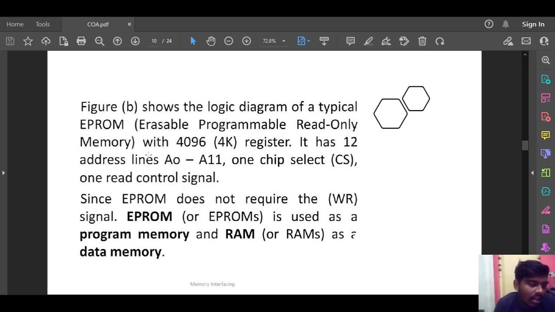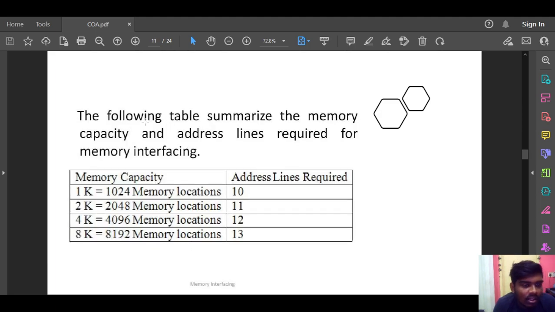It has 12 address lines, starting from A0 to A11, one chip select, and one read control signal. Since EPROM does not require the write signal, EPROM or ROMs are used as program memory and RAM as data memory. The following table summarizes the memory capacity and address lines required for memory interfacing.